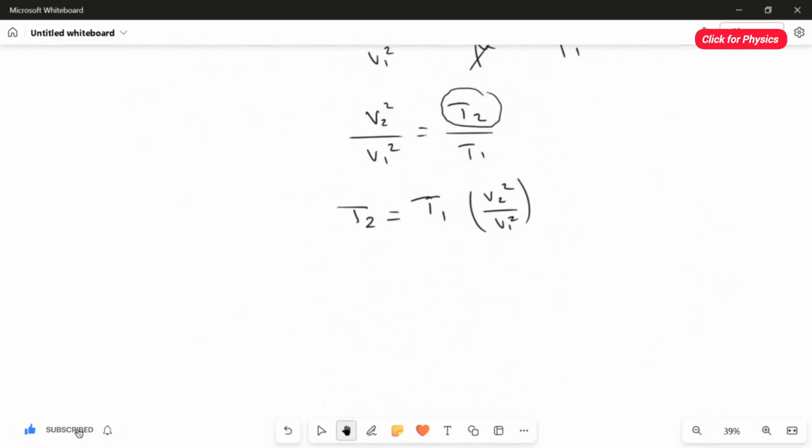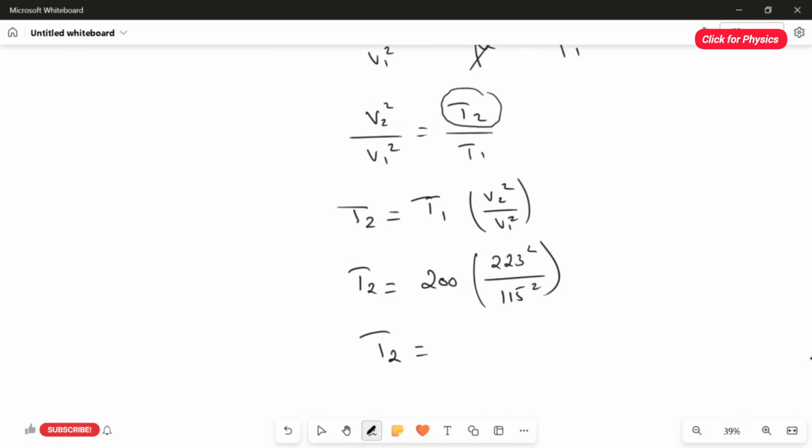So T2 equals T1, which takes the value of 200 Newton, already given in the question, multiplied by V2 squared. The V2 value is 223, so 223 squared, divided by the V1 value, 115 squared.